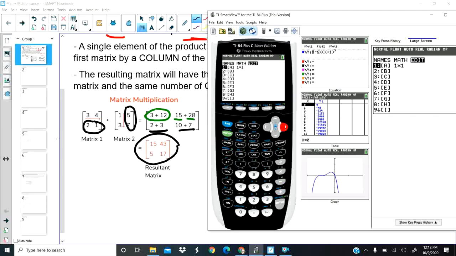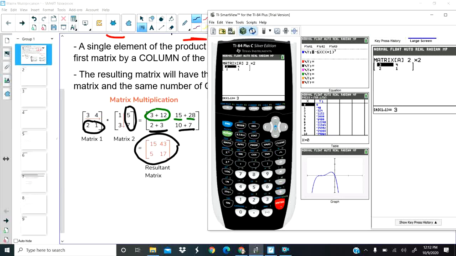So I'm going to come over here to edit and then press enter on matrix A. The first thing it's going to ask is for you to fill out the dimensions. So the first spot, you need the number of rows in matrix A, which is 2. And for my second spot, I need the number of columns in matrix A, which is also 2. And then you just enter each of your numbers. So I have 3, 4, 2, and 1. And after each number, you would press enter, and then we have matrix A there.